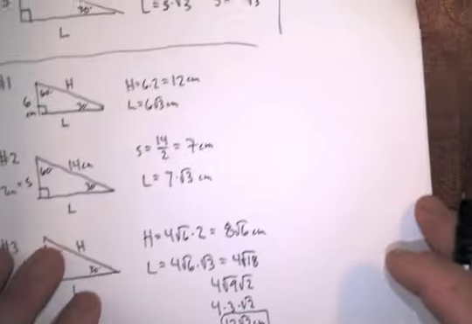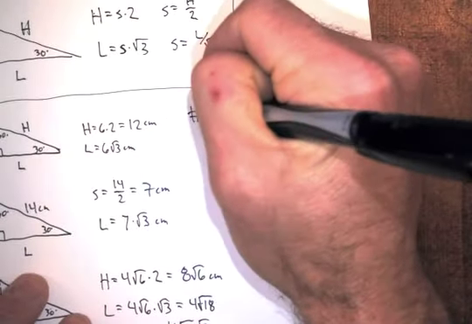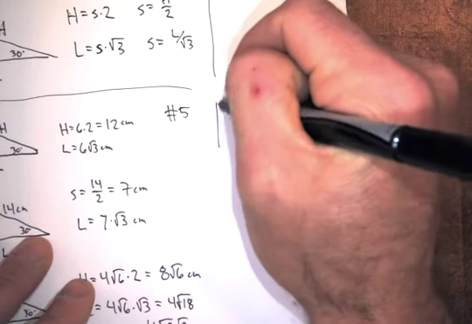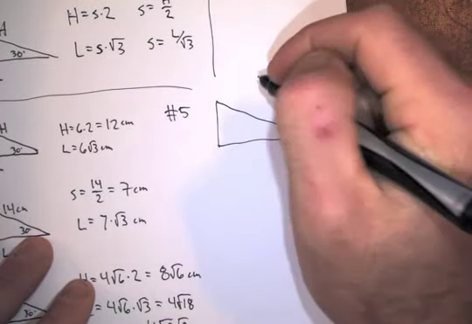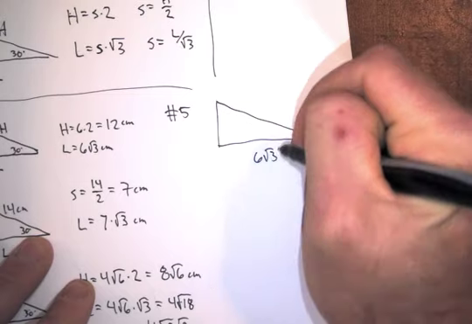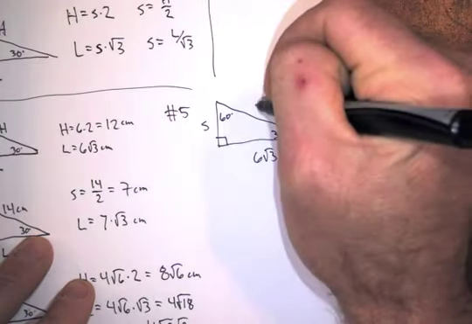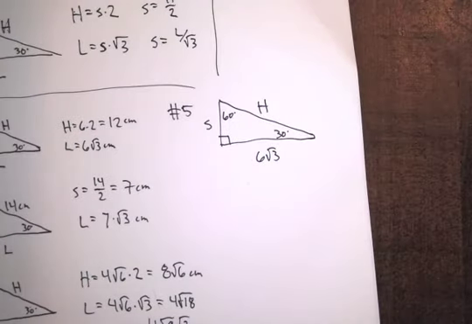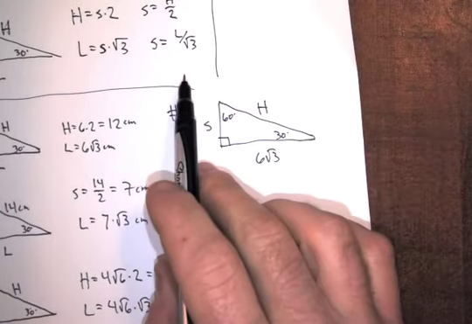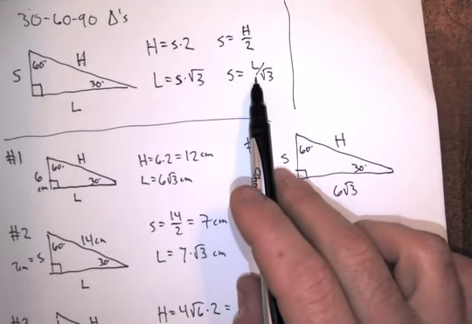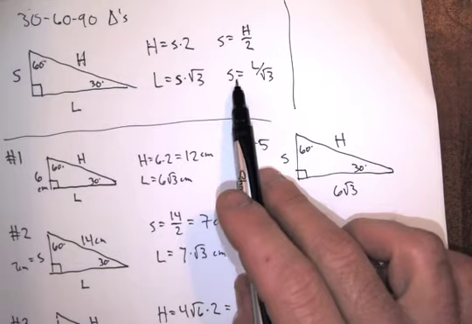Number 5. Is if they give you the long leg, is 6 square root of 3. Find the short leg, find the hypotenuse. Okay, always want to go to your short leg. If you don't know your short leg, you want to go there first. So I'm going to actually use this equation here because I know my long leg and I'm trying to find my short leg.